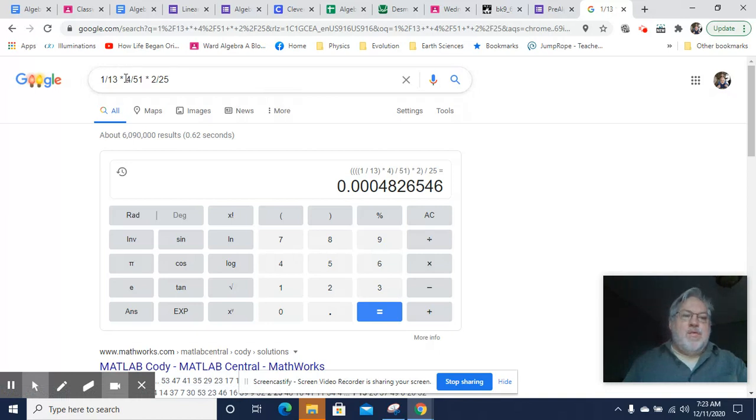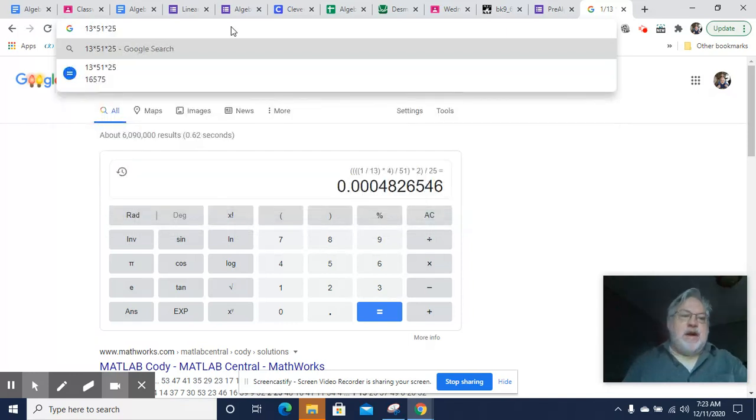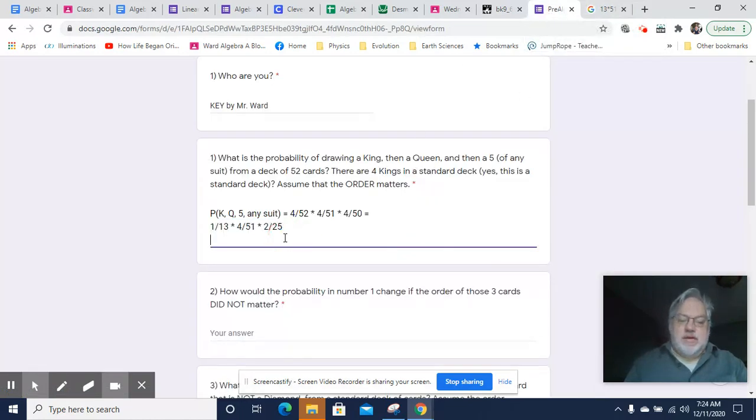I actually want to work out what 13 times 51 times 25 is. So let's do that. I want to get the denominator, 13 times 51 times 25. Okay, I get 16,575. So my denominator is going to be 16,575. And my numerator is 1 times 4 times 2, so that's 8. And that is the probability as a fraction.